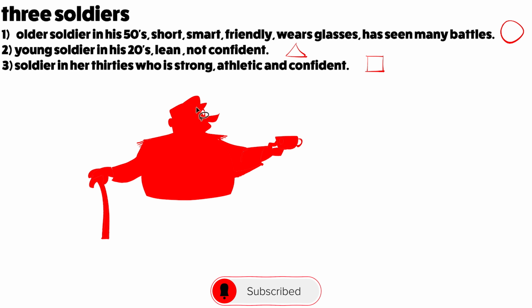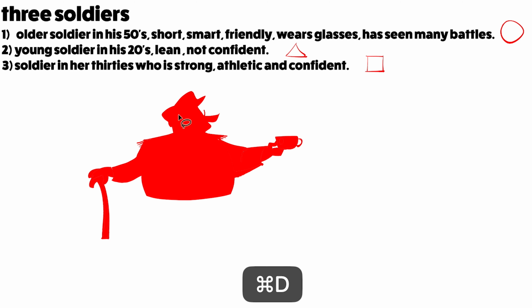Now, I can always go back and make adjustments to this. Maybe I want to move the hat a little bit further back. Maybe I want to give him a nose. So we're starting to see something that resembles this character. I'll go ahead and make his legs somewhat short.